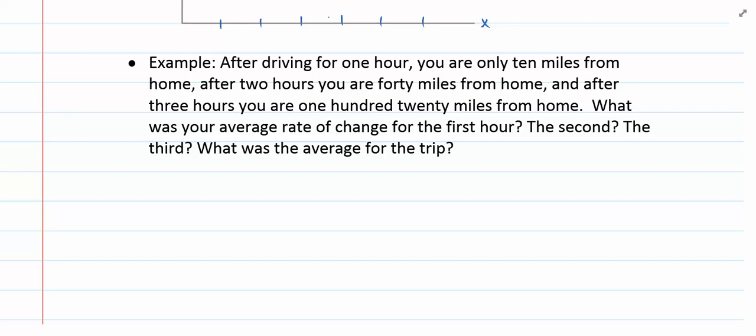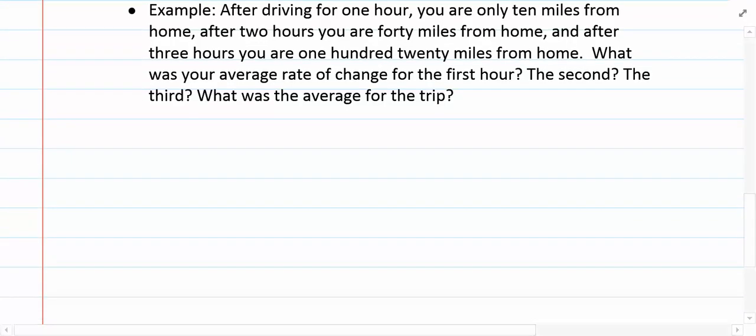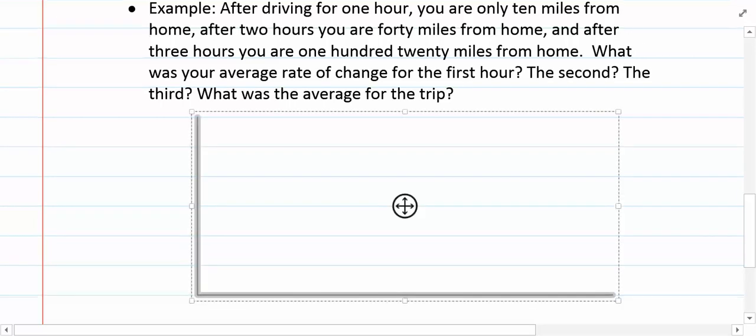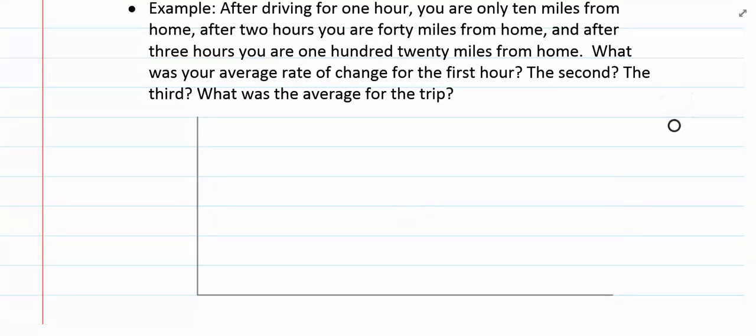After driving for 1 hour, you are only 10 miles from home, whereas after 2 hours, you are 40 miles from home, and after 3 hours, you are 120 miles from home. What's your average rate of change for the first hour, for the second hour, the third hour, and what was your average rate of change for the entire trip? Well, let's plot some points here and see if we can figure this out.